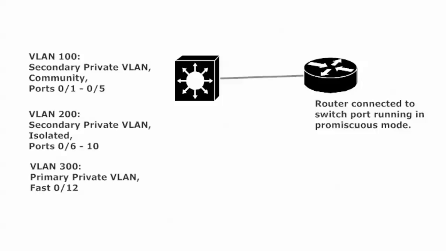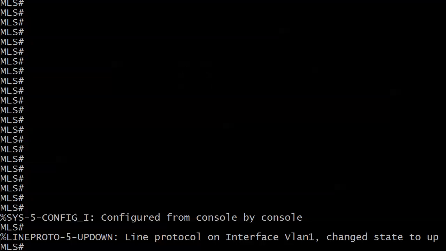And also VLAN 300 is going to be our primary private VLAN, and Fast Ethernet 0/12 will be in that VLAN. And of course our router will be connected to a switch port doing what? Running in promiscuous mode. Let's go ahead and bring the switch up.